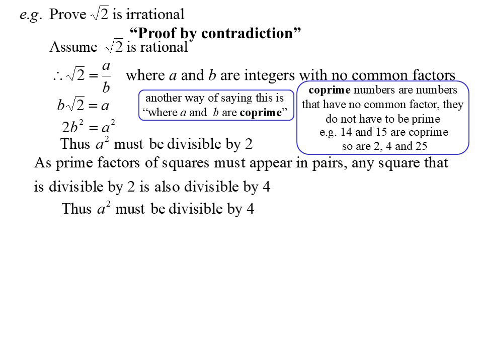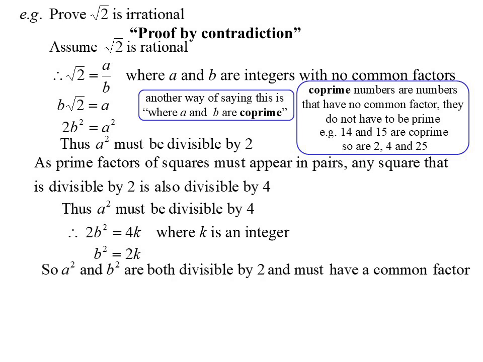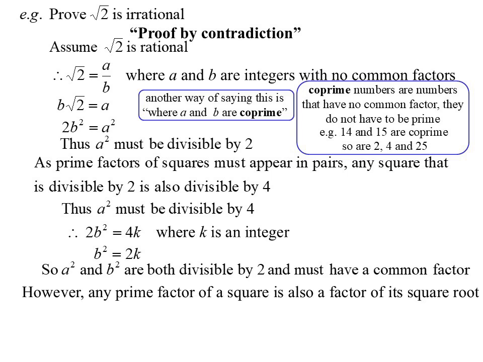But if a squared is divisible by 4, it then means it's possible to write 2b squared as 4 times k, where k is some integer. Now, if I divide both sides by 2, I get that b squared is equal to 2k. So a squared and b squared are both divisible by 2. Well, that means they've got a common factor. And any prime factor of a square has to be a factor of the square root. So that now means a and b have common factors, but my assumption was they had no common factors.